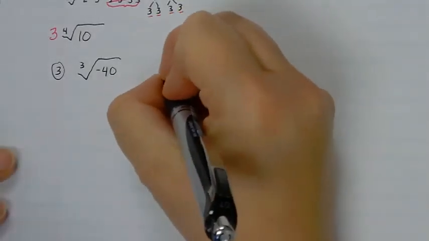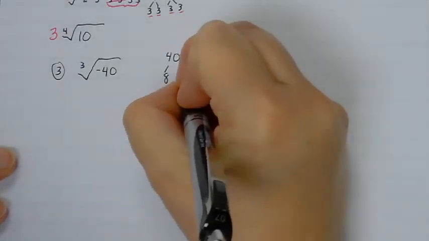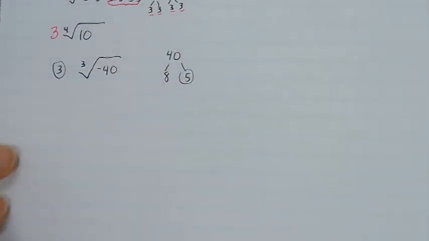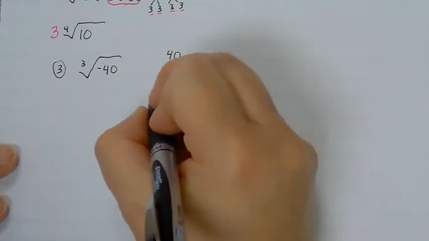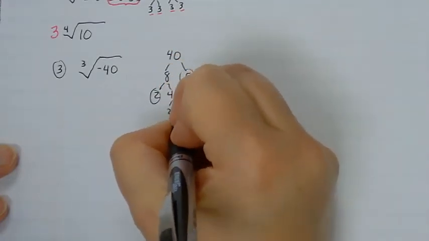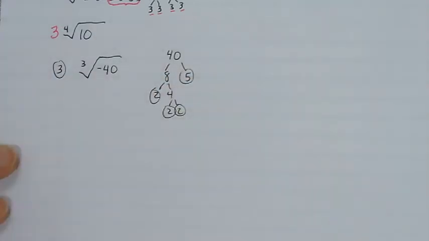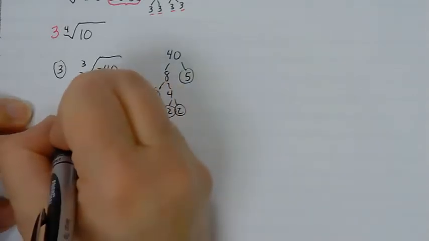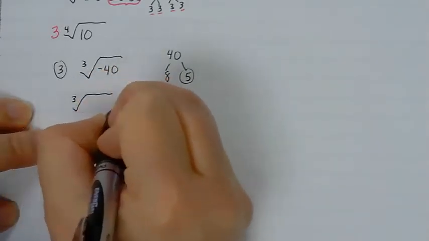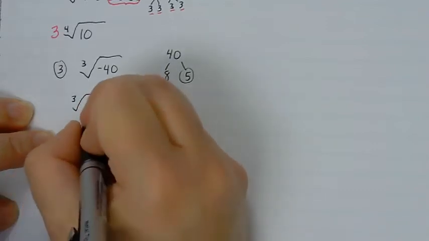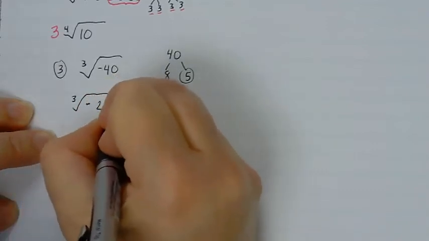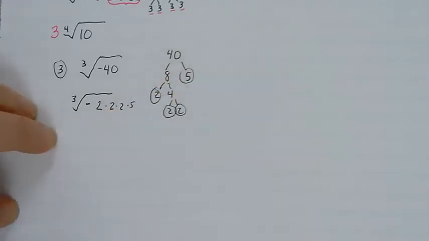40 is 8 times 5. I'm going to keep 5 because it's a prime number. 8 is 2 times 4. I'm going to keep the 2. And this is 2 times 2. And some of you may already know shortcuts to this, and that's fine. So I've got the cube root of, and now this is negative, so I have to have a negative here. 2 times 2 times 2 times 5.